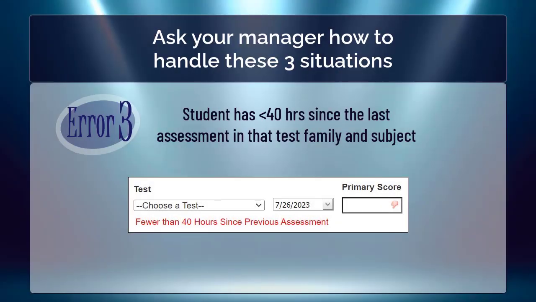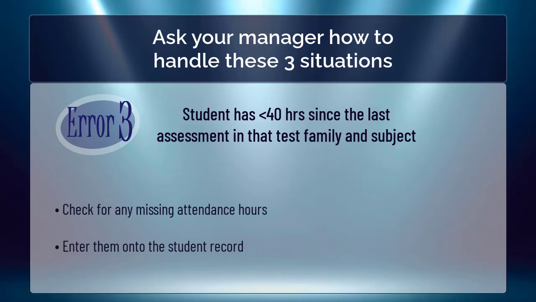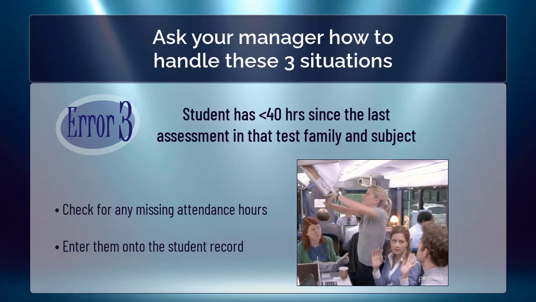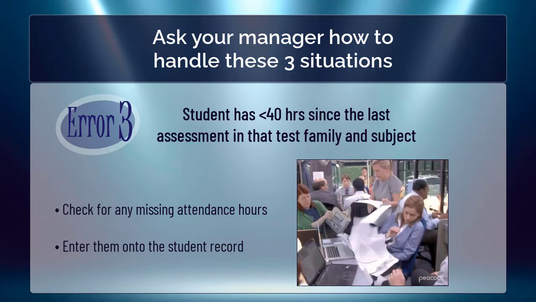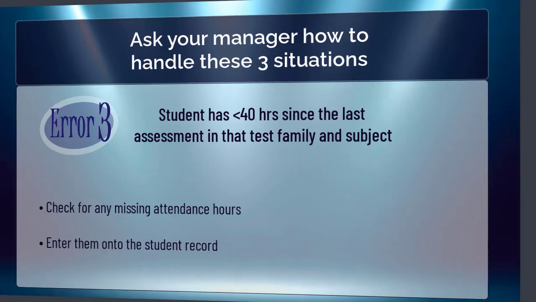A third possibility is that the student hasn't had 40 hours of instruction since their last assessment in that test family and subject. Always make sure the name of the previous test family and subject are in green type before retesting. If the student was mistakenly tested before they had enough hours, check to see if all their attendance hours have been entered into SiD. Entering overlooked time may add up to more than 40 hours between tests.